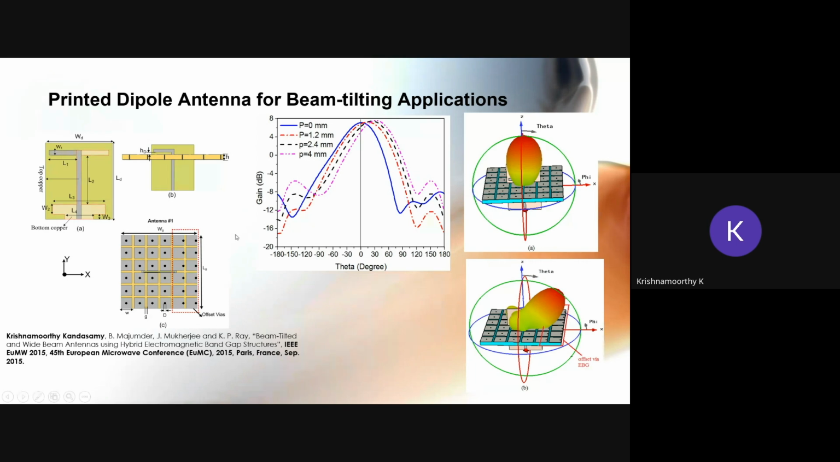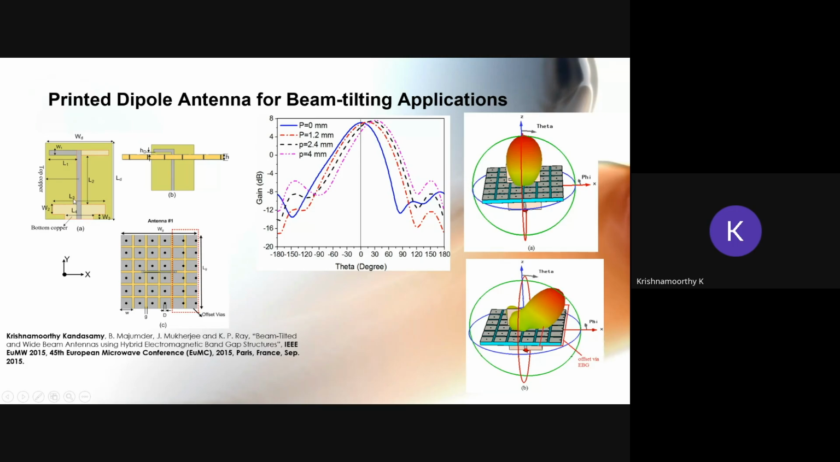This is a simple dipole antenna here. Okay. So the dipole arms are printed back to back. So this is the one arm of the dipole, and the other arm of the dipole is printed on the back side of the substrate. Okay. This is the ground plane for the dipole antenna here. Okay. This is the conventional dipole antenna.